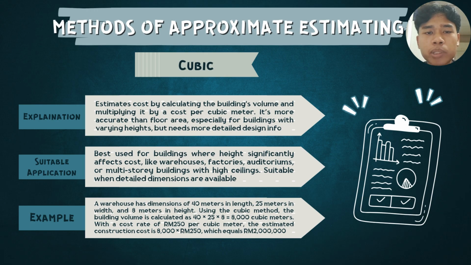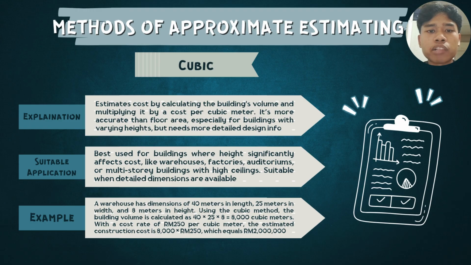The second one is cubic method. Estimate cost by calculating the building volume and multiplying it by cost per cubic meter. It's more accurate than floor area, especially for buildings with varying heights, but needs more detailed design info. The suitable application is buildings where height significantly affects cost, like warehouses, factories, auditoriums, or multi-story buildings with high ceilings. Suitable when detailed dimensions are available.